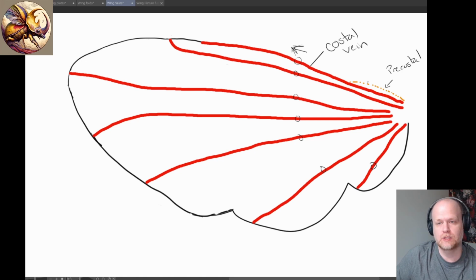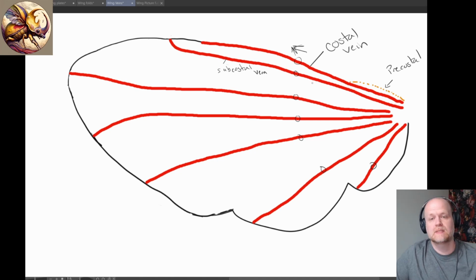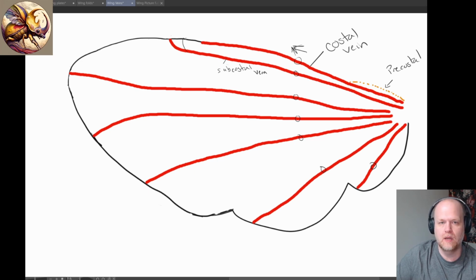So this top vein, assuming that there's no precostal vein, is called the costal vein. The next one is called the subcostal vein, or the subcosta. So you have the precosta, costa, and the subcosta. The subcosta is frequently shortened in many insects. So instead of curving up here, it might curve into the costa down here. It's not uncommon. All of these veins have variable lengths, but it goes costa, subcosta, radial vein, medial vein, cubital vein, anal vein, and jugal vein.